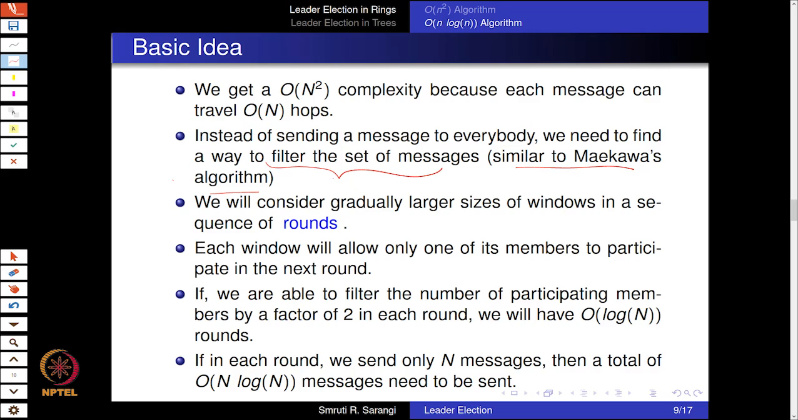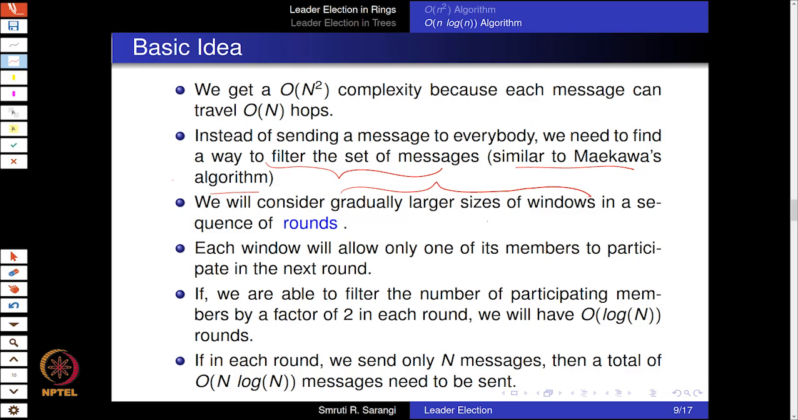So recall that the previous lecture was on mutual exclusion and we had discussed the Maekawa's algorithm. So can we do something similar? What we do is gradually consider larger sizes of windows, or gradually consider larger search spaces, in a sequence of rounds. We'll define what a round is.